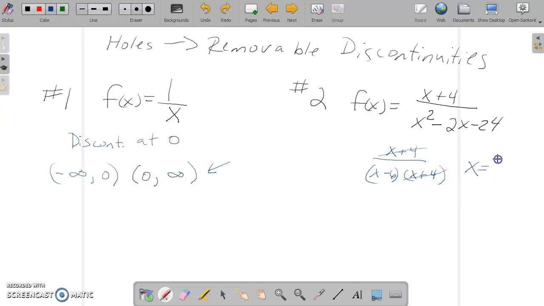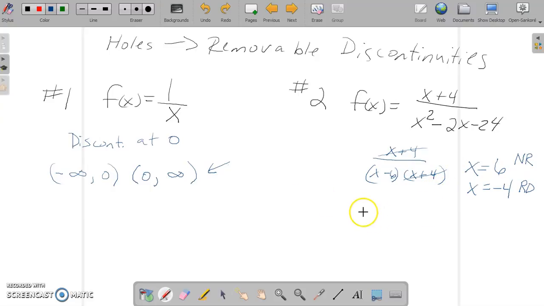X equals 6 is a potential problem and x equals negative 4. Those are two potential problems. What's happening at x equals 6? That's the asymptote, okay? That's a non-removable discontinuity. Now at x equals negative 4, that's a removable discontinuity. That's where the hole is going to be, okay?